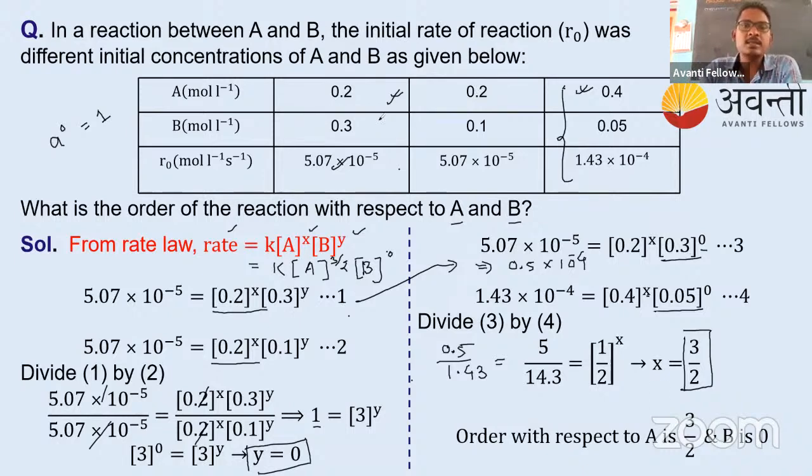Okay, so correct. We will get 3 by 2 plus 0, that is 3 by 2 only. So the order of this reaction is 3 by 2, because we just add the powers of A and B to get the order of the overall reaction.